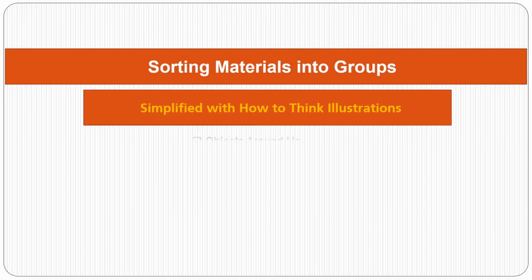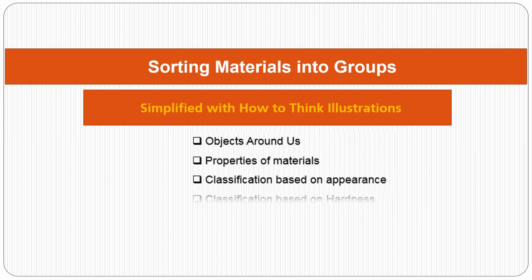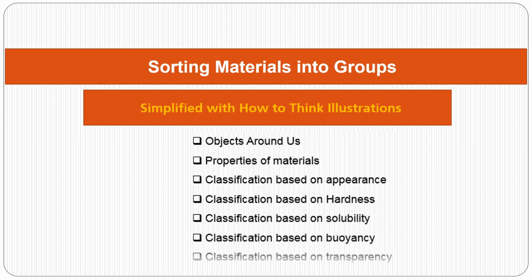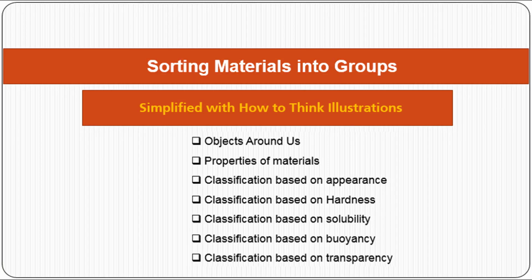This chapter covers objects around us, properties of materials, classification based on appearance, classification based on hardness, classification based on solubility, classification based on buoyancy, classification based on transparency.